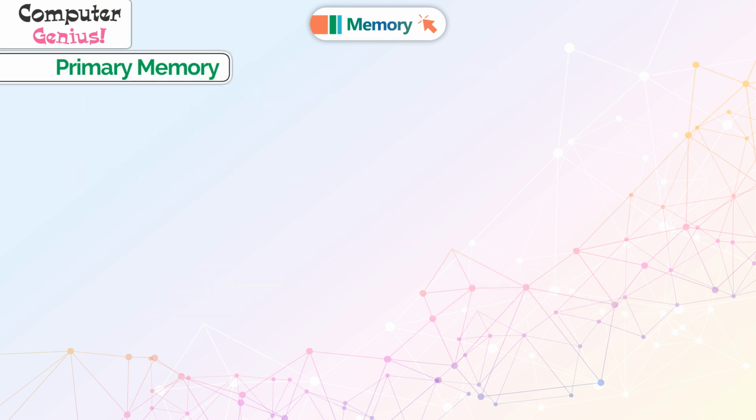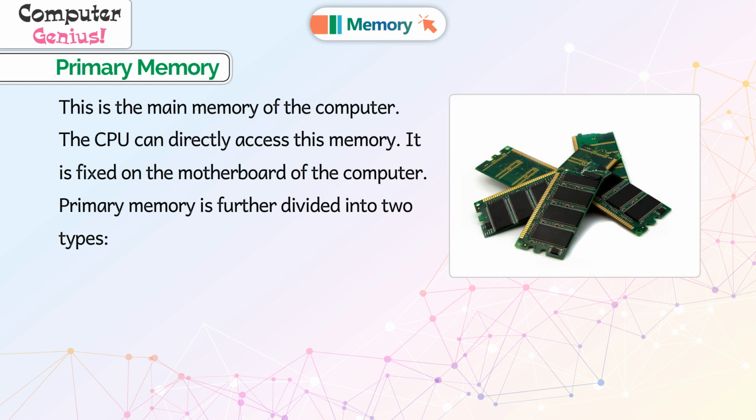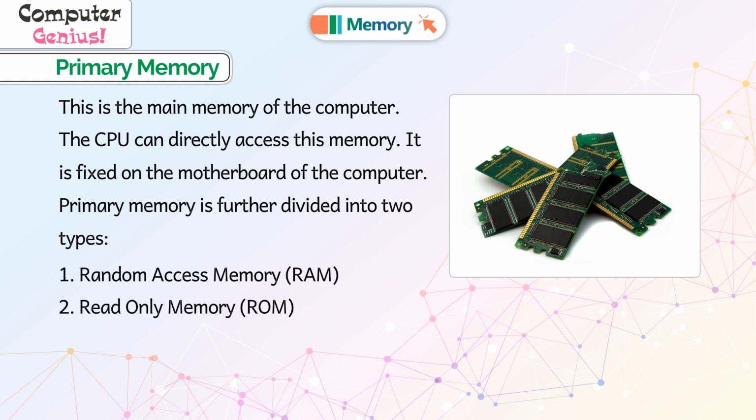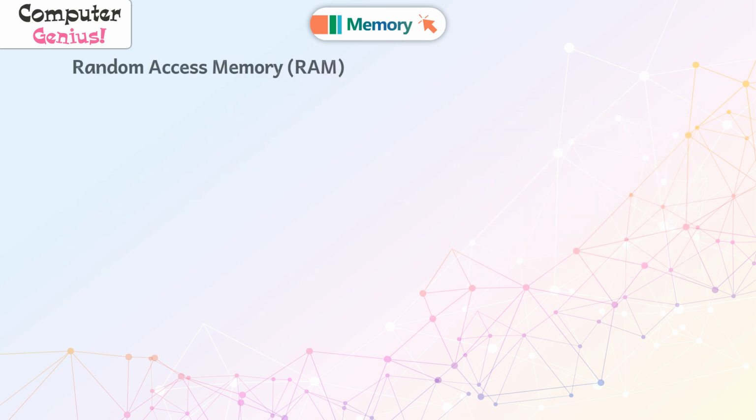Primary memory. This is the main memory of the computer. The CPU can directly access this memory. It is fixed on the motherboard of the computer. Primary memory is further divided into two types: 1. Random access memory, RAM. 2. Read-only memory, ROM.